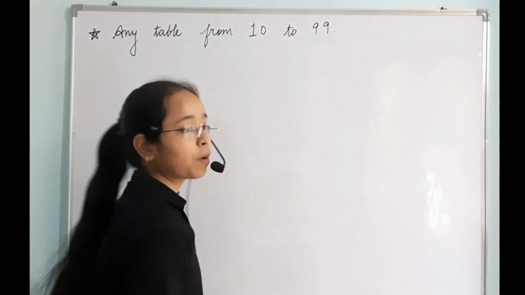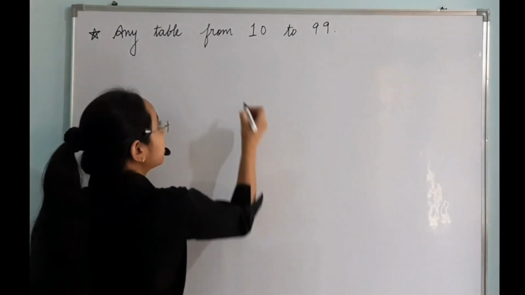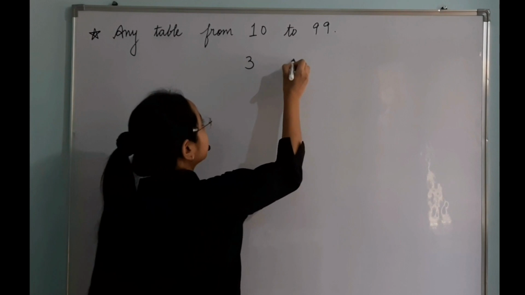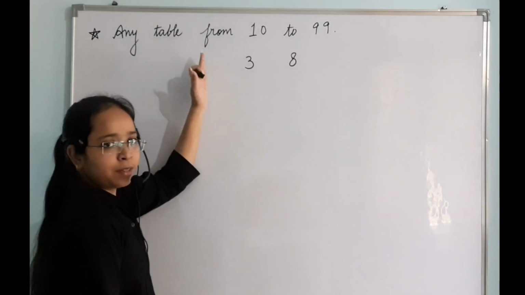Today we will see how to write any table from 10 to 99. So suppose I have to write the table of 38. We'll first write the table of 3 below 3.